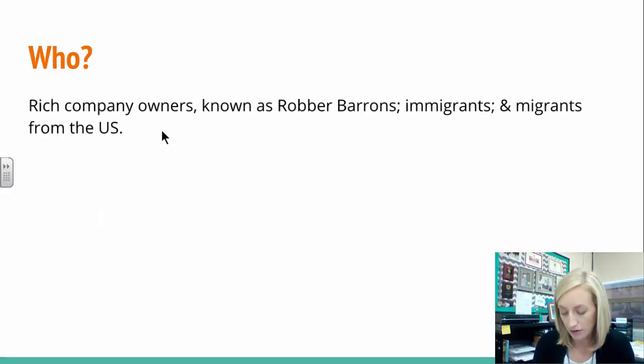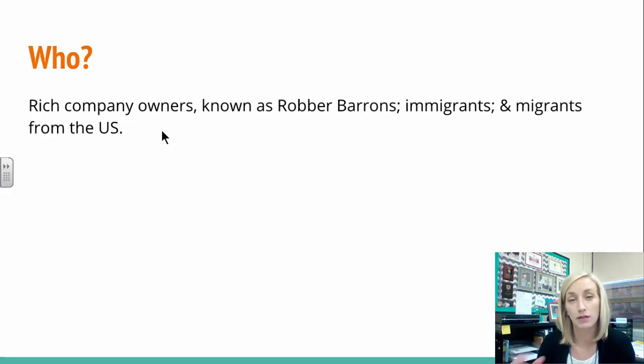So we've got to talk about the who of the Industrial Revolution. Again, there was a variety of people involved there, but mostly the ones that we're going to talk about are those rich company owners, known as the robber barons. And again, we're going to talk about the robber barons more specifically in the future. But these people were the ones providing that capital. But then we have all of the people doing the work, right? So we have the rich company owners who are providing the money, and then we have the immigrants and migrants.